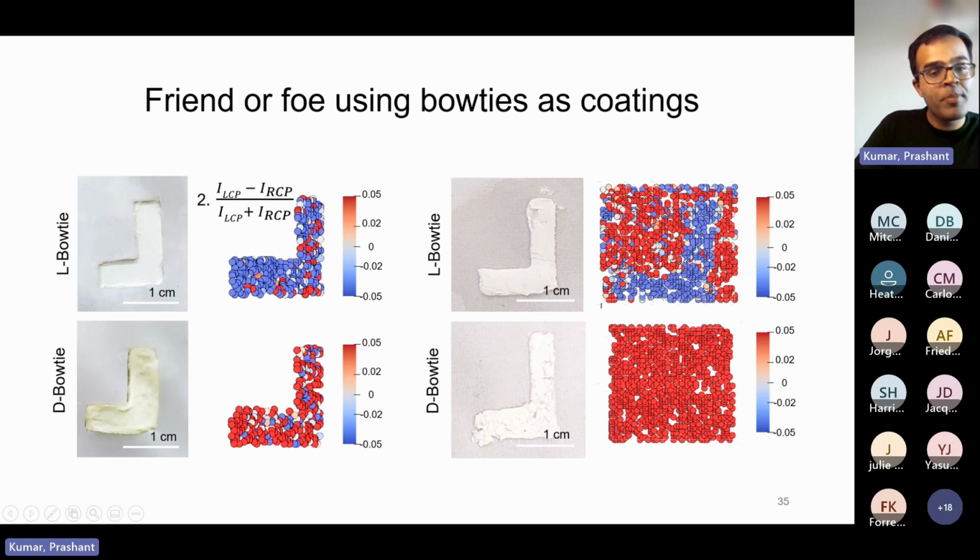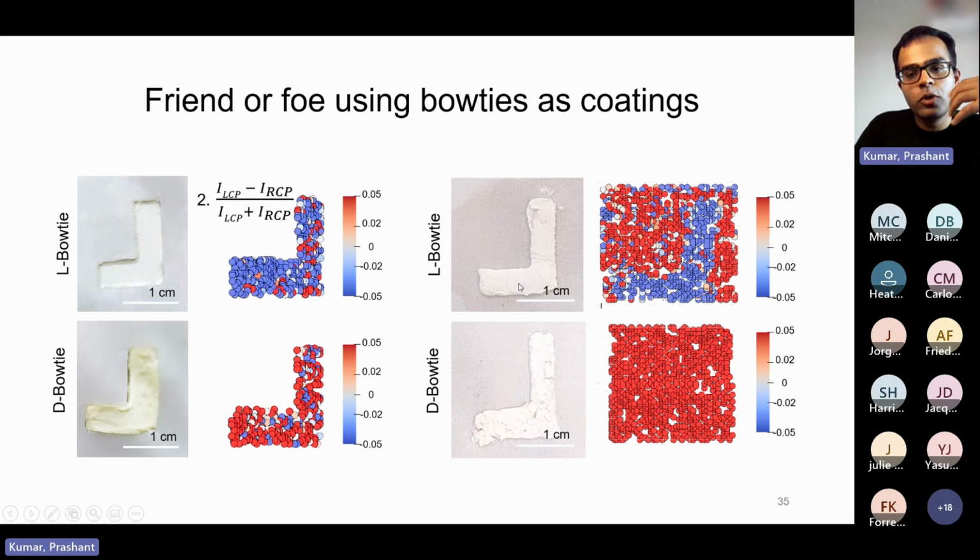So you see when left circularly polarized light hits the L bow tie, there is a handedness mismatch. L bow ties are right-handed, and the left circularly polarized light is basically left-handed. So you see that the signal is negative. But when the right circularly polarized light hits the right-handed bow ties, you see that the signal is more intense, and you see this kind of a positive signal in the maps that we have.